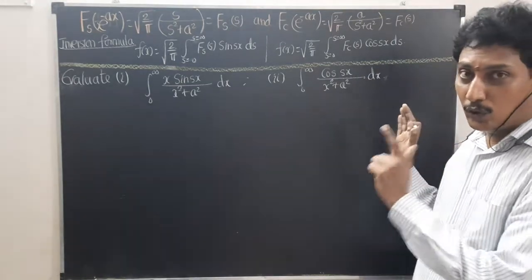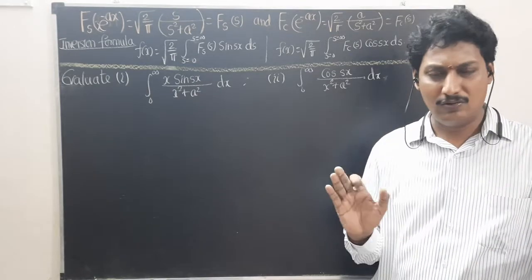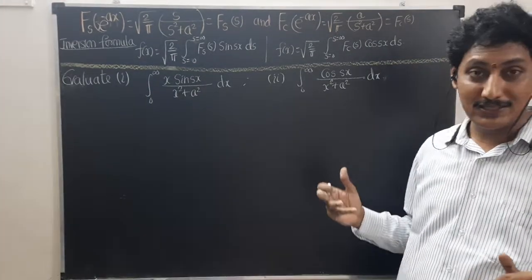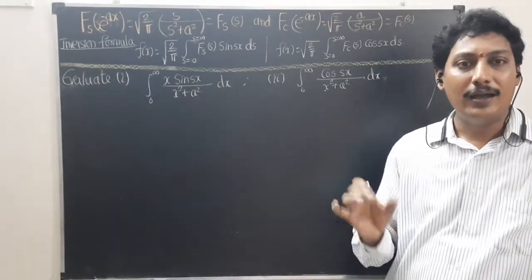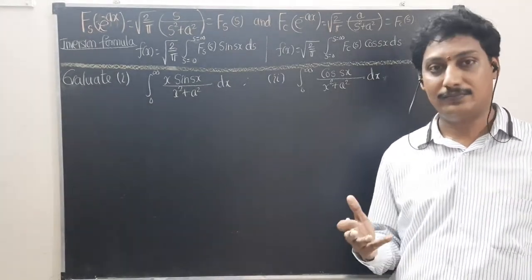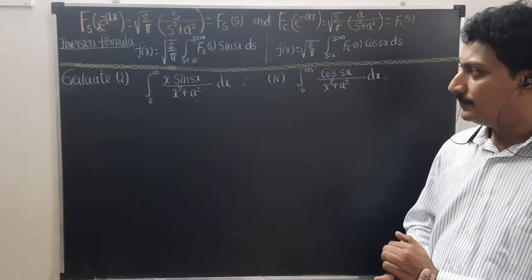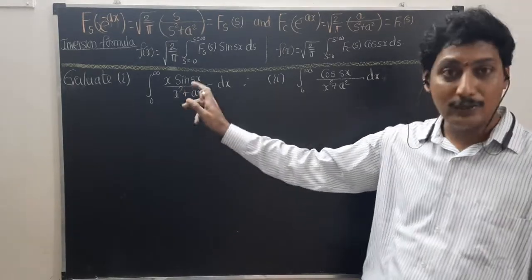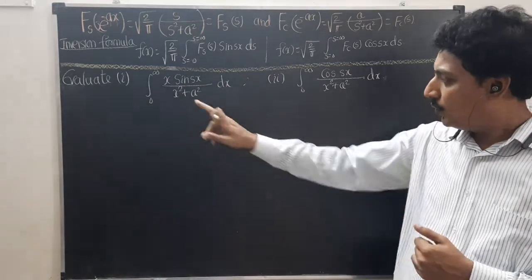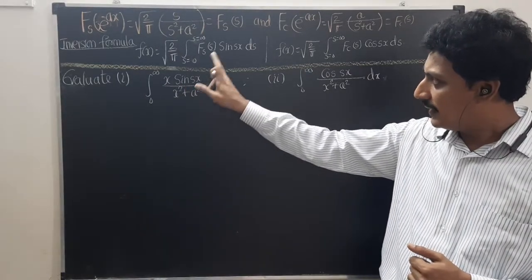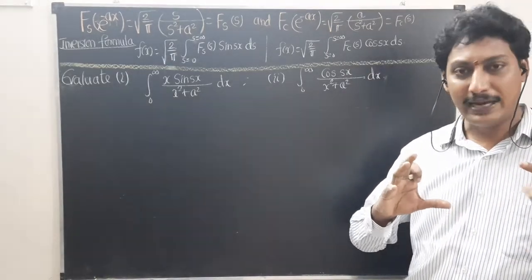But this time I don't want to go to those techniques. I don't want to use complex integration or Cauchy's residue theorem. I want to use the Fourier transforms. The question is simply given: evaluate the integral, so you can do it by any method. But this time I want to use the Fourier transform: the first one has sine, so I use the sine transform; the second has cosine, so I use the cosine transform. Sine sx, cos sx, similar patterns are there.